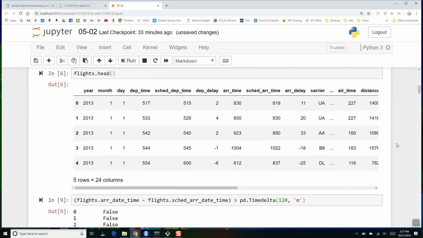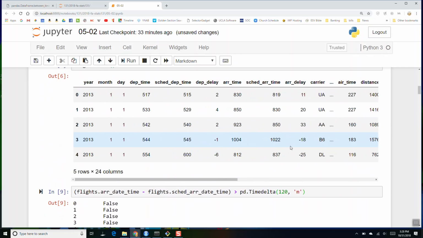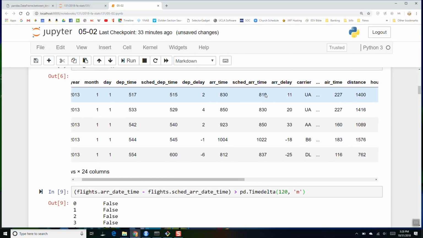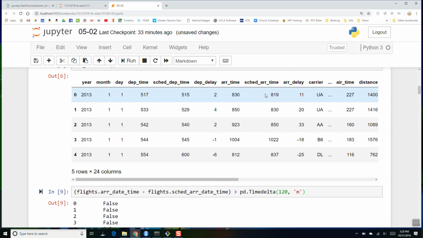So the thing was, that information did not actually exist in the original data. In the original data, there's only one day. It just says 2013-1-1, departure time, scheduled arrival time, and all of this. That's just the original data.